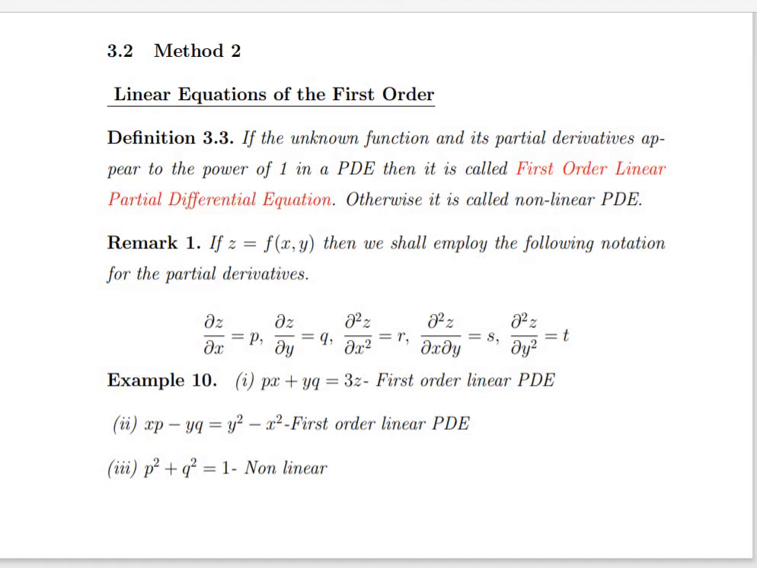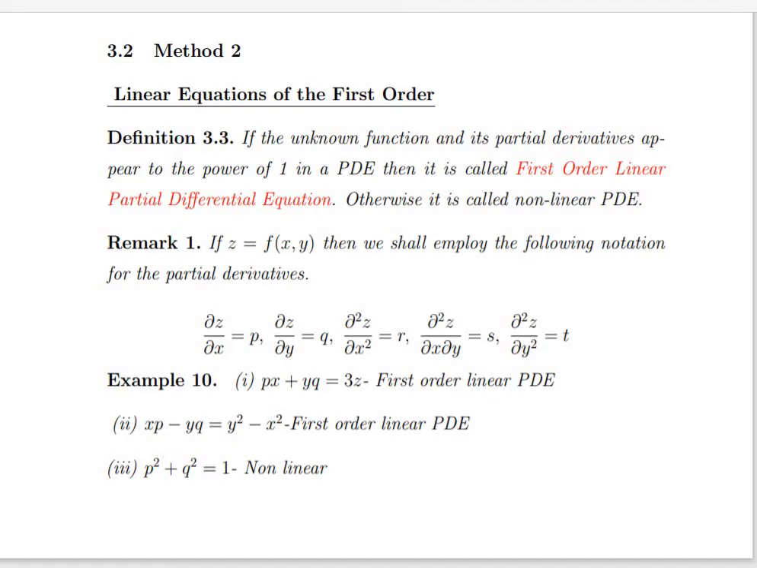If z is a function of x and y, then we shall employ the following notation for the partial derivatives. We will use the notation p for denoting ∂z/∂x, q for ∂z/∂y, r for ∂²z/∂x², s for ∂²z/∂x∂y, and t for ∂²z/∂y².